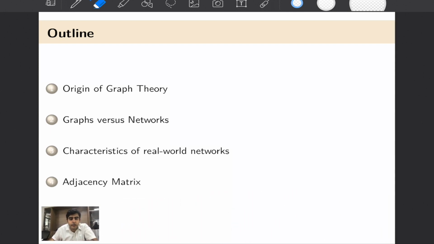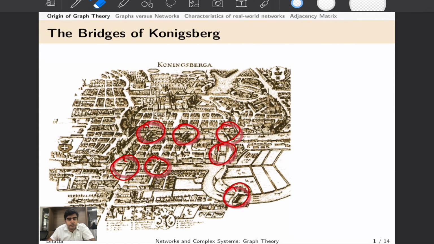Finally, we will try to look into the mathematical aspects, that is, how we can represent these graphical objects as a mathematical entity. We will take support of matrices, and we will represent these networks in the form of adjacency matrices. So let us get started with where the origin or genesis of graph theory lies.